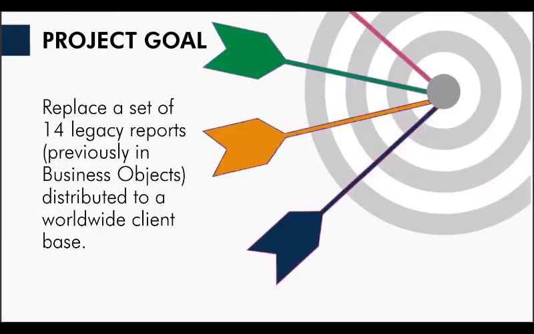So for this goal of implementing Mail and Deploy on top of Qlik Sense, the goal of this project was to replace a set of 14 legacy reports that were previously distributed using Business Objects. That platform was decommissioned about a year ago, and the goal was to replace those existing reports to hundreds of clients and thousands of recipients around the world.